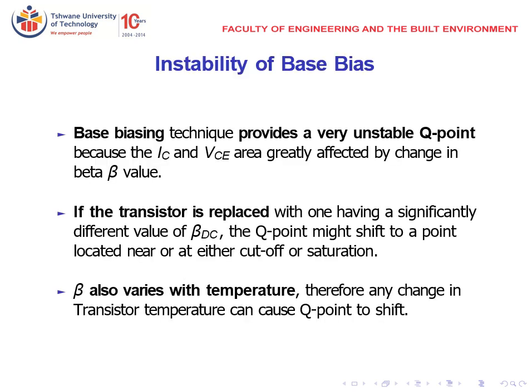Instability of the base biasing. The base biasing technique provides a very unstable Q point because IC and VCE are greatly affected by the change in the beta value. So if the transistor is replaced with one having a significantly higher value of beta, then the Q point might shift to a point located near or either at the cutoff or saturation. Beta also varies with temperature. Therefore, any change in transistor temperature can cause the Q point to shift.